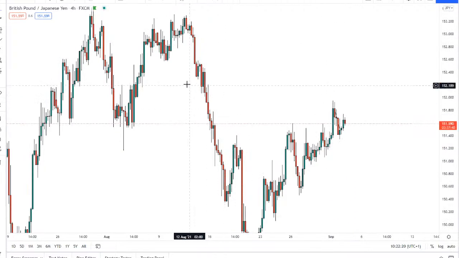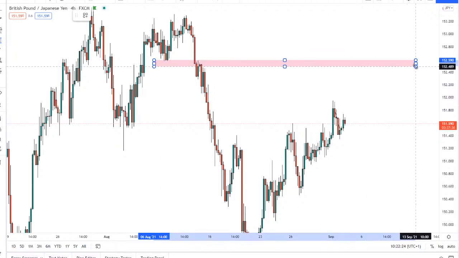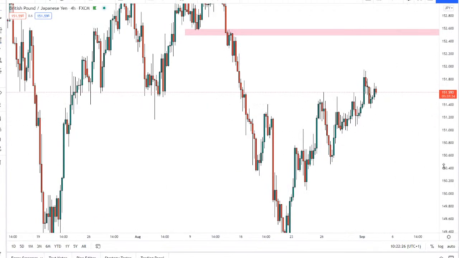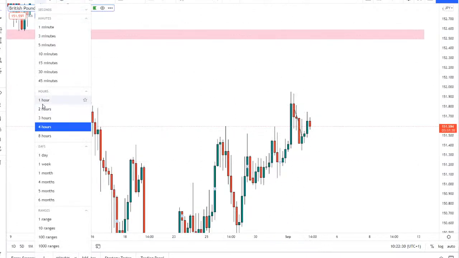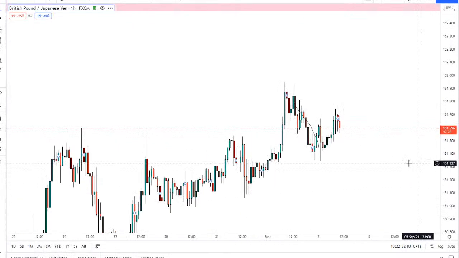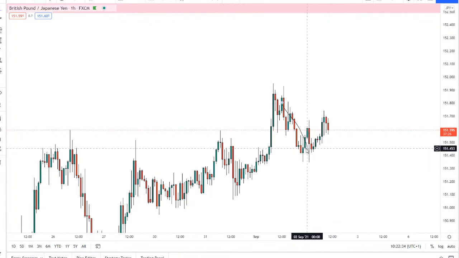So you have to take that in mind. Again, I did say potentially you might even see a push to this area here for Pound JPY, which does mean we could see a lot more upside, which probably is a good opportunity to buy the pair rather than sell it.